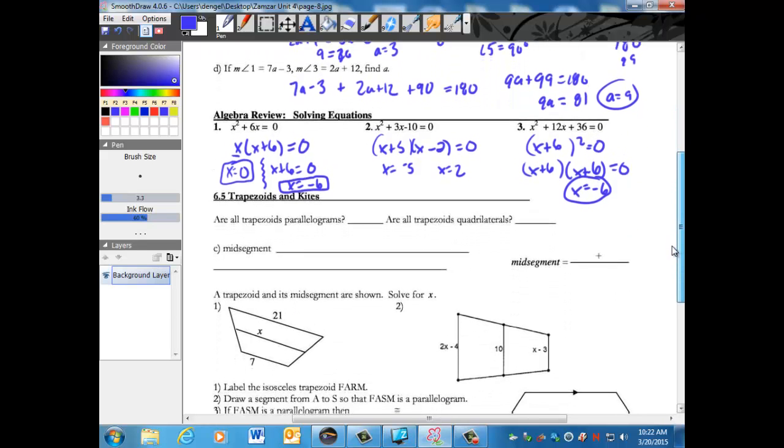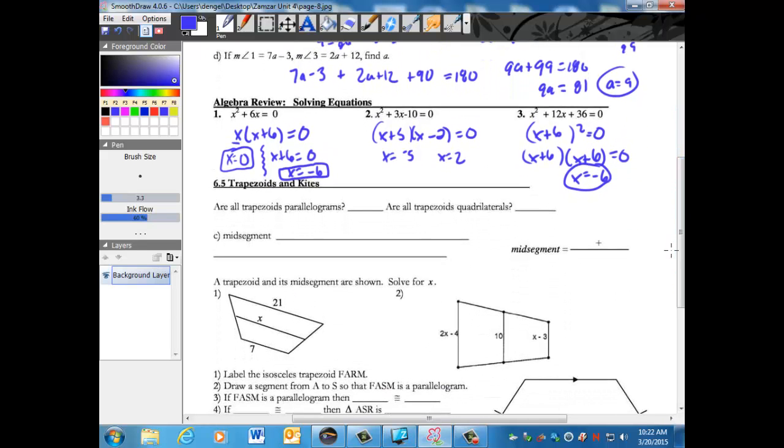Alright, to the new shapes. We are being asked, are all trapezoids parallelograms? No, we have a new species today. Okay, we're no longer dealing with mammals. Maybe we're dealing with some kind of reptile. I don't know. But are all trapezoids quadrilaterals? Yes. Okay, they are because they have 4 sides, 4 angles. So this would be a yes.